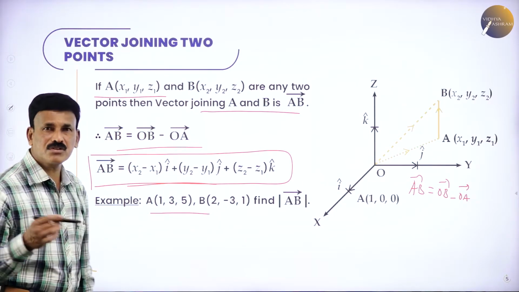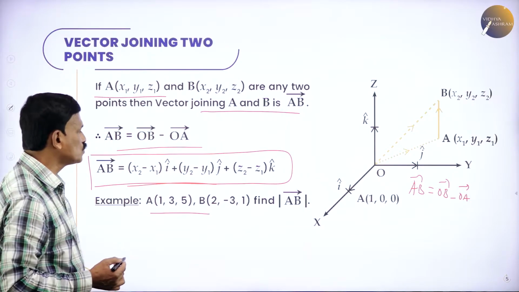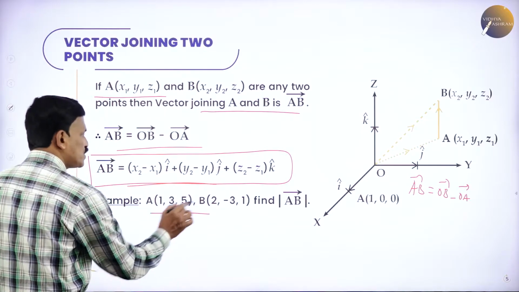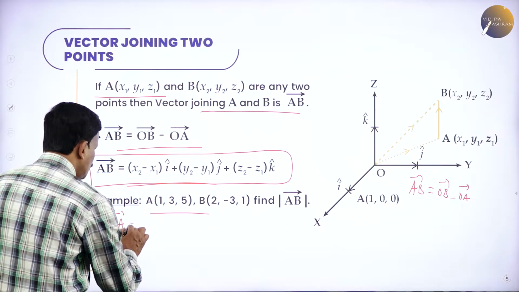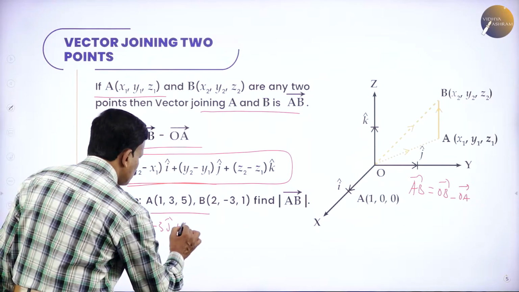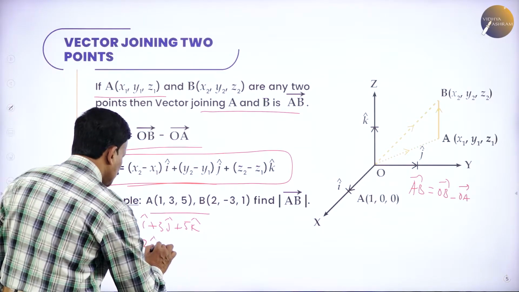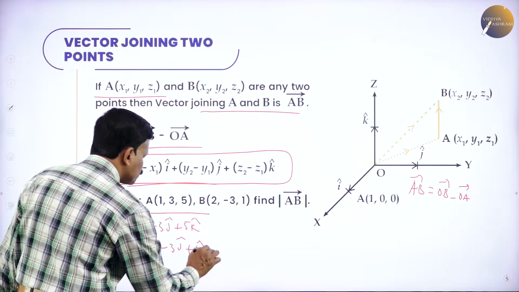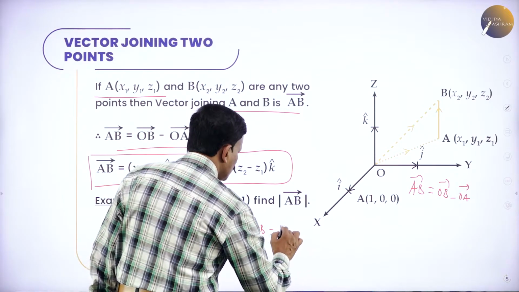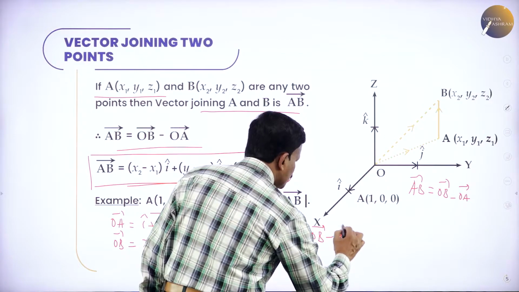So here let us consider one small example. If A is equal to (1, 3, 5) and B is equal to (2, minus 1, 3), find out the magnitude of AB. Let us find out AB first. So first find out OA. What is OA? The position vector of A is OA equal to i plus 3j plus 5k, and the position vector of B is OB equal to 2i minus j plus 3k. Now therefore vector AB is equal to vector OB minus vector OA.